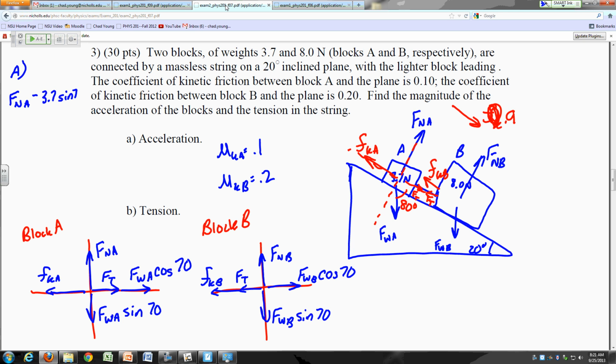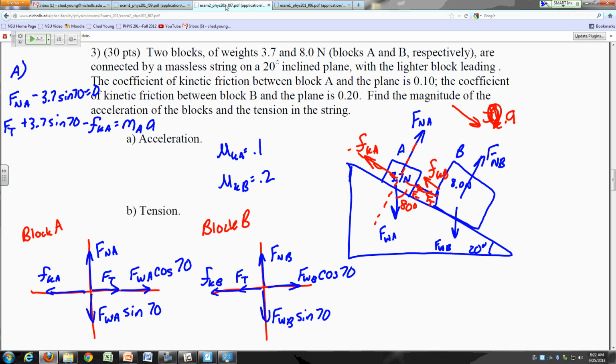Sine of 70. That's equal to 0, because it's not moving in the y direction. And then FT, which I don't know, plus 3.7 sine of 70 minus FKA, which I don't know, equals the mass of block A times the acceleration. So those are two equations. Let me write the second set of equations, and then we'll go. I'll leave this for you to solve on your own.